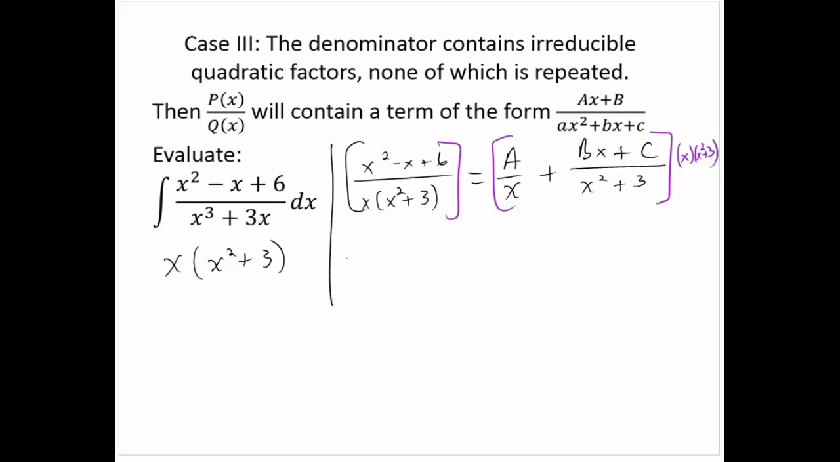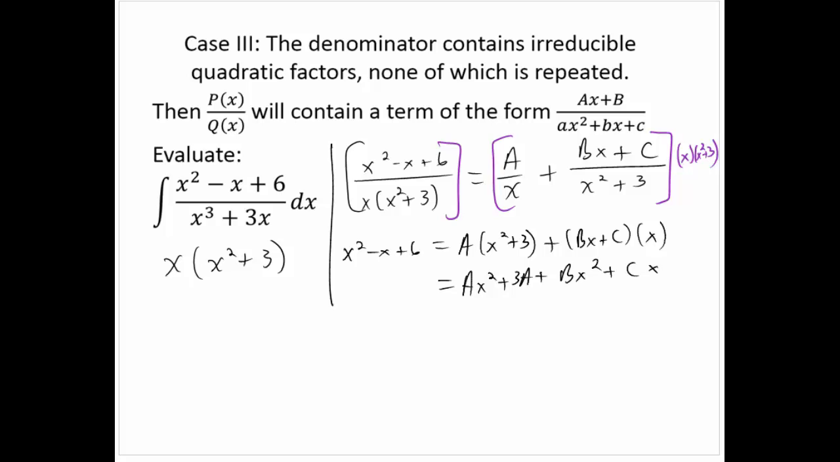And so I would have x squared minus x plus 6. Now on the right-hand side, I would have a times x squared plus 3. And then I'd have bx plus c times x. Distributing on the right-hand side, I'd have an ax squared, a 3a, a bx squared, and a cx. Grouping, I'd have a plus b times x squared plus cx plus 3a, and that must be equal to x squared minus x plus 6.